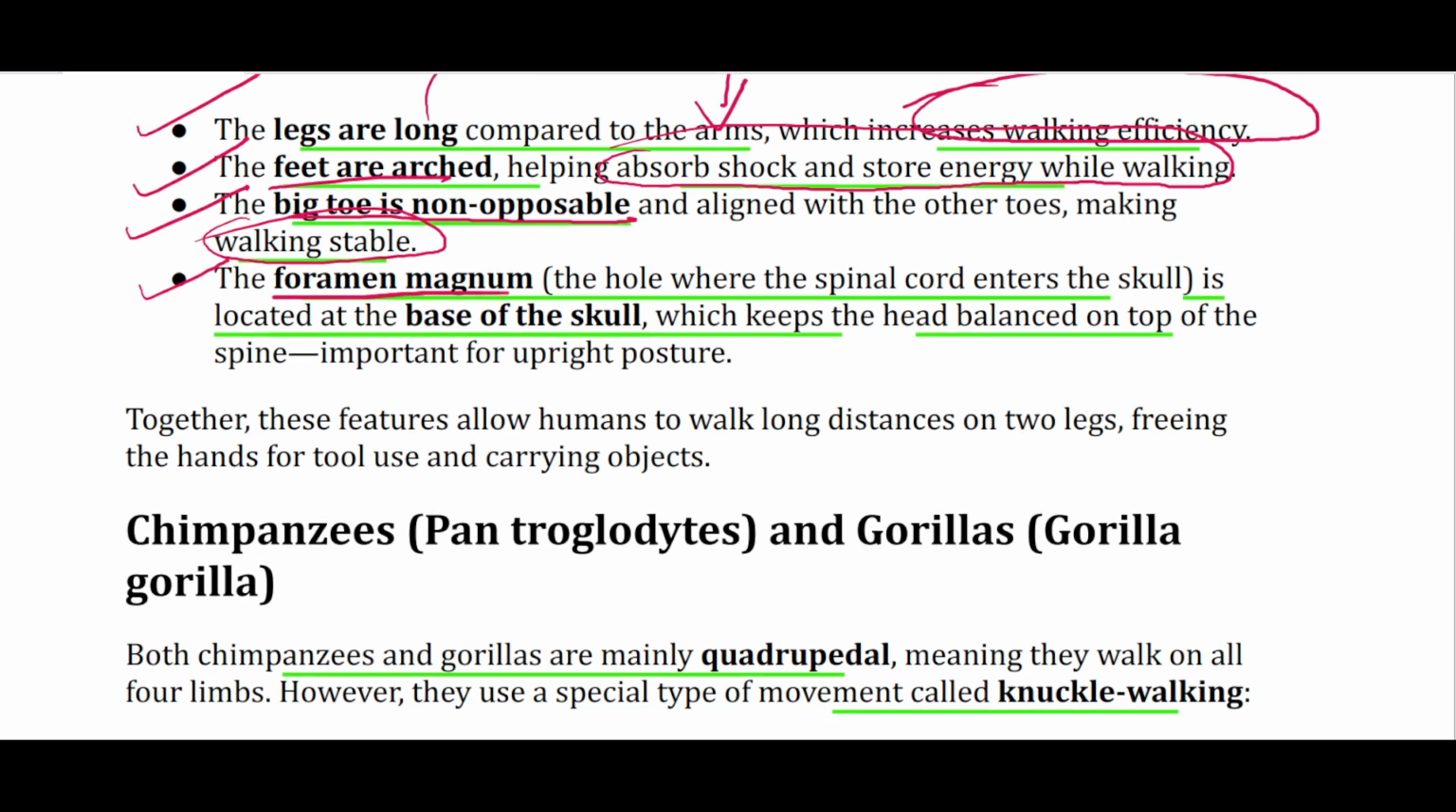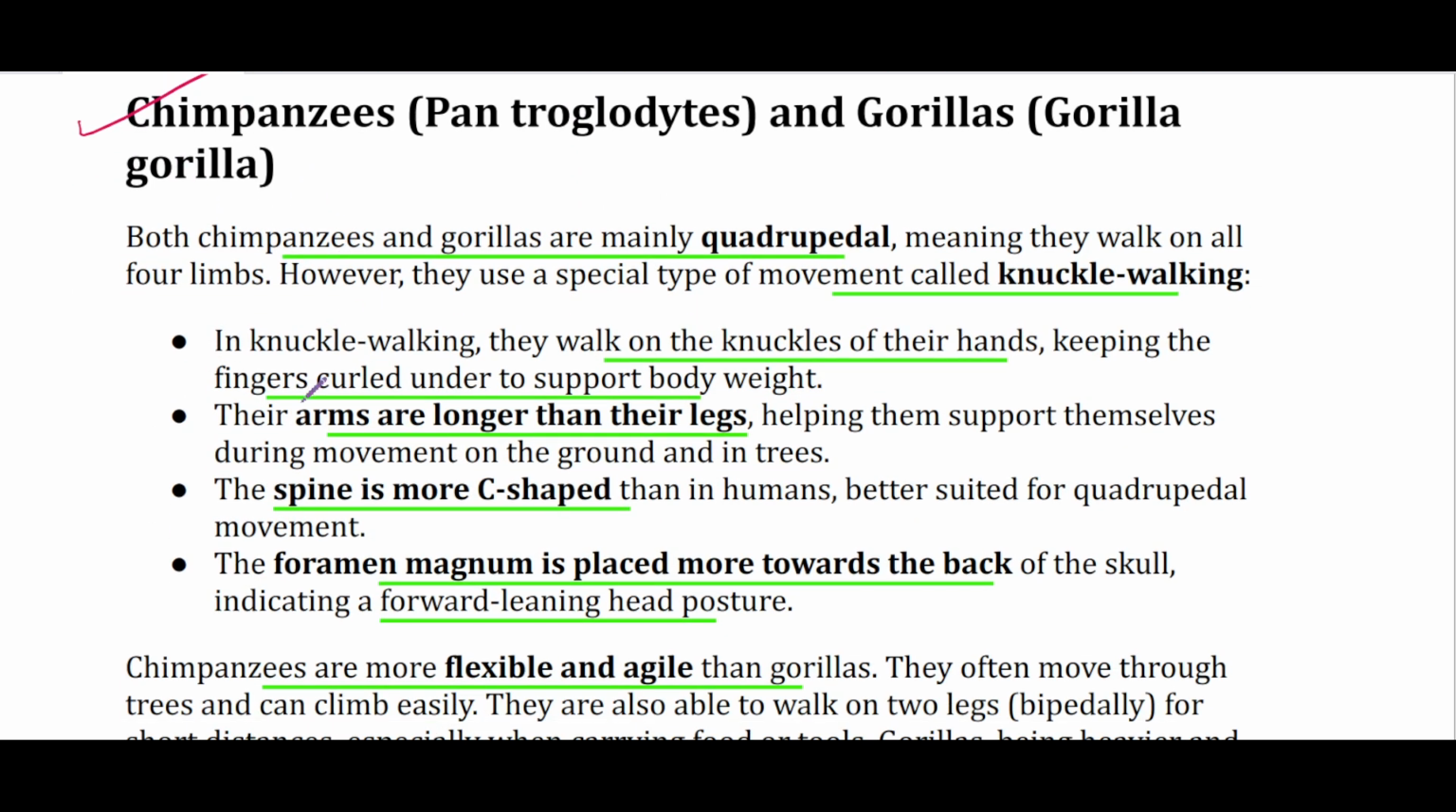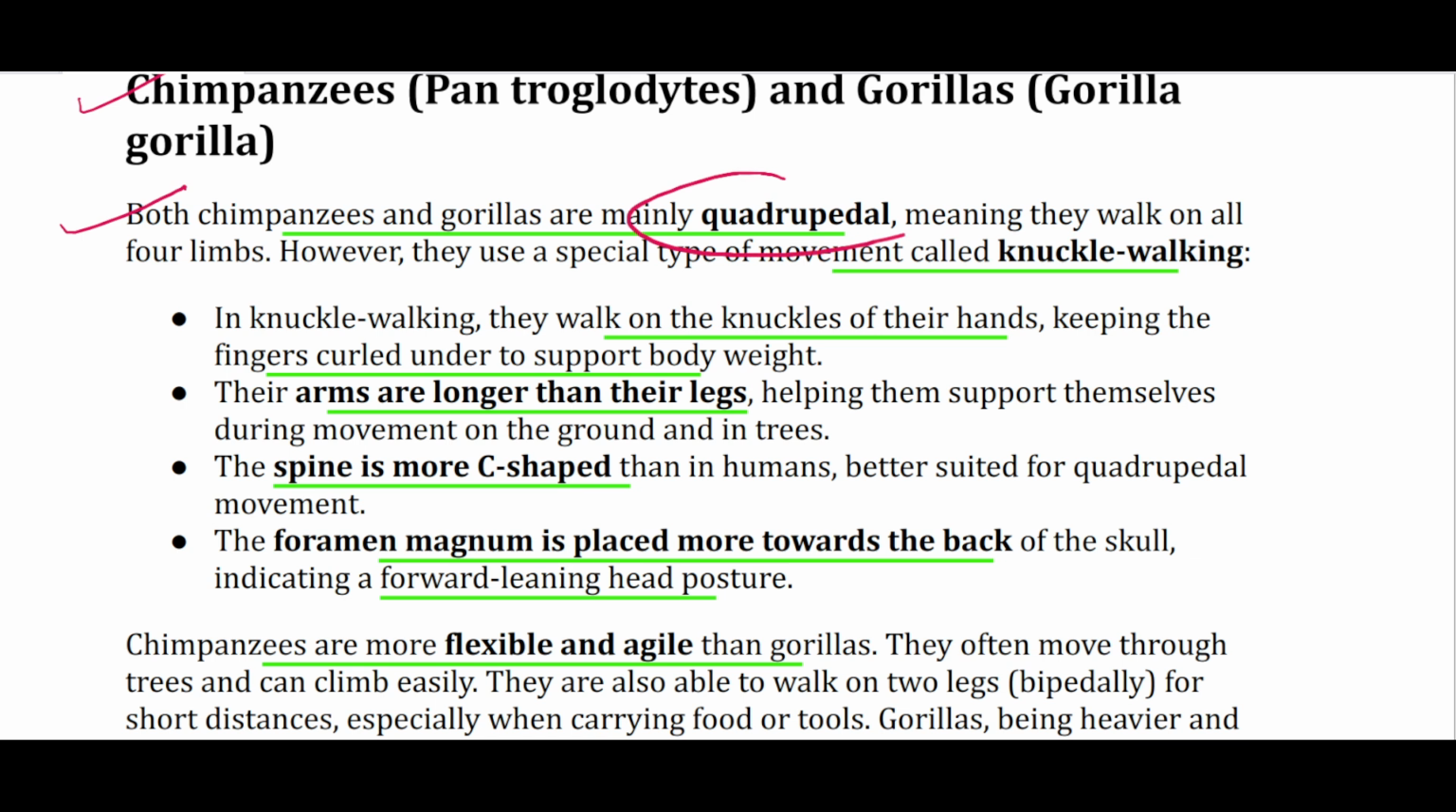And finally, the foramen magnum. Foramen magnum is the hole where the spinal cord enters the skull, or the hole by which the skull is placed on the spinal cord. It is located at the base of the skull, and this central placement keeps the head balanced while walking upright. Now let's talk about chimpanzees and gorillas. Both of them are quadrupedal, meaning they walk on all four limbs, and they perform a special type of movement known as knuckle walking. Knuckle walking is like curling your hands, curling your fingers, and walking on them.